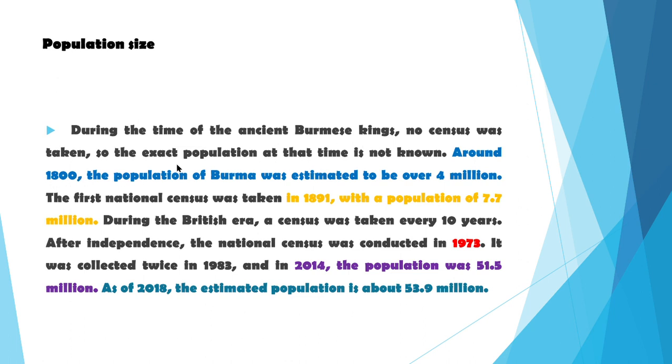Around 1800, the population of Burma was estimated to be over 4 million. The first national census was taken in 1891 with a population of 7.7 million. During the British era, the census was taken every 10 years. After independence, the national census was conducted in 1973. It was collected twice, in 1983 and in 2014, when the population was 51.5 million. As of 2018, the estimated population is about 53.9 million, but we don't really know the exact figure, so it's estimated.